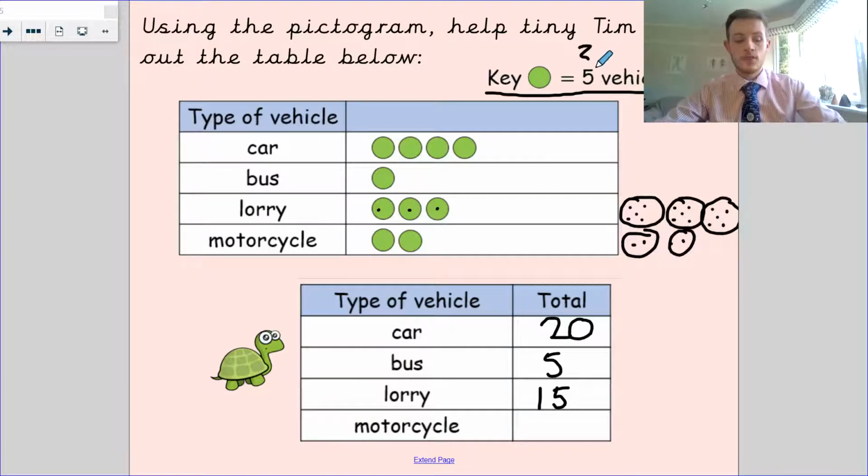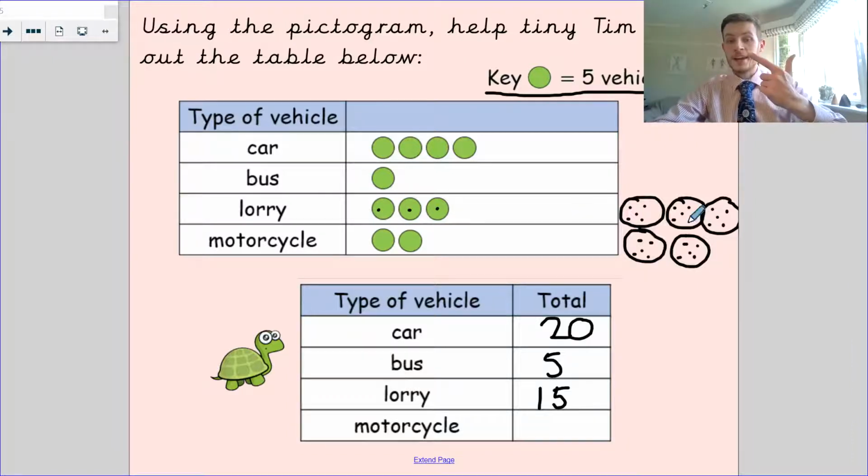But the key is not worth 2, it's worth 5. So for this motorcycle, you'd need to draw 2 circles, and you need to put 1, 2, 3, 4, 5 in each. You count all the dots, just like you would if you were counting your 5s. You go 5, 10. So 1, 2, 3, 4, 5, 6, 7, 8, 9, 10. So the answer is 10.